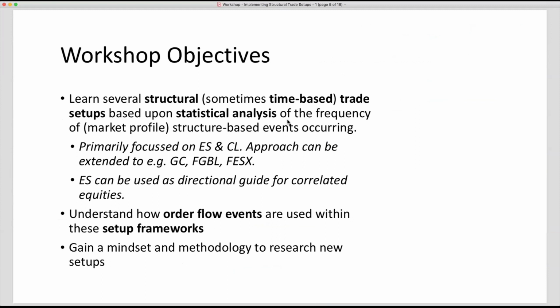So what are the objectives from this workshop? My aim is that you learn several structural trade setups, which are sometimes time-based, based upon statistical analysis of the frequency of structure-based events, which might be market profile concept-based occurring. And I've emphasized some of the words in this objective in bold, because these are really quite key to what we're doing. Let's think first of all about the importance of a setup and having a playbook of setups.